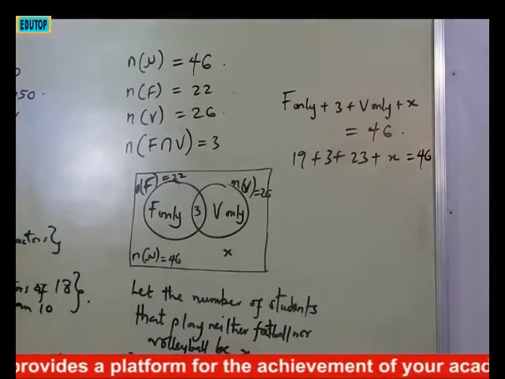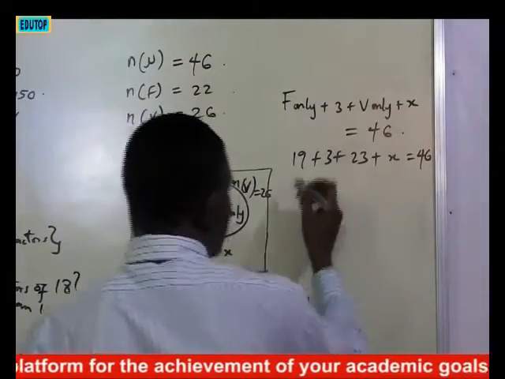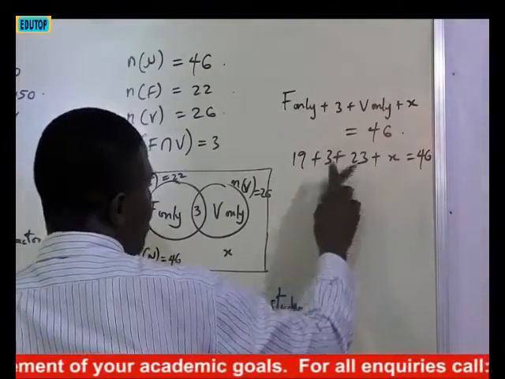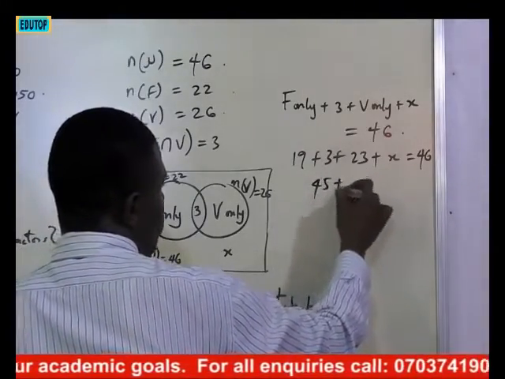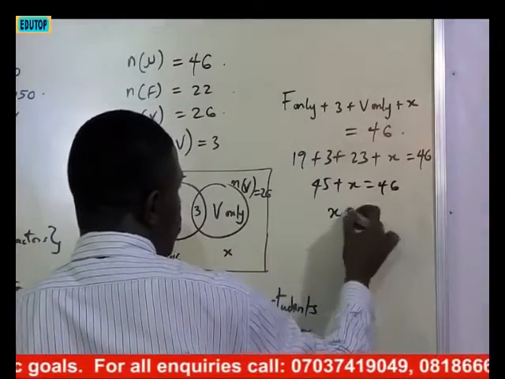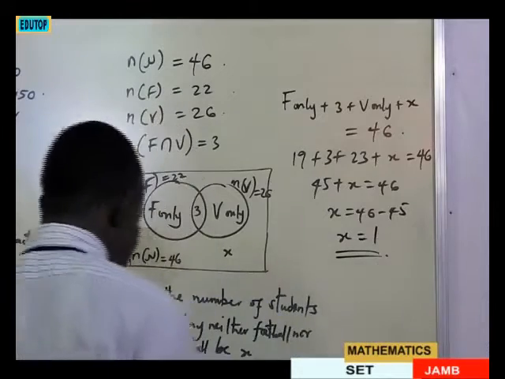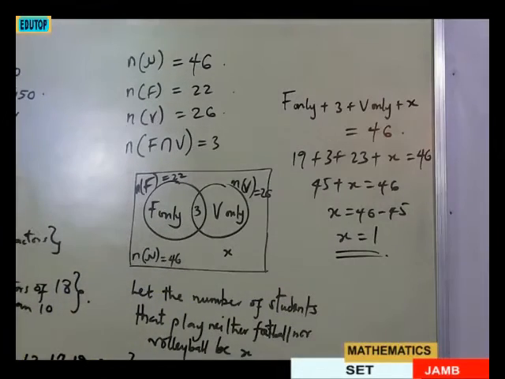Take note of that. By the time we add this plus this, that is 22. 22 plus this, that is 45, plus X equals 46. X will now be 46 minus 45, and X equals 1. That means those that play neither football nor volleyball is 1. So let's see our options: option A is 1, option B is 2, option C is 3, and option D is 4. So the answer to this question is option A, which is 1.